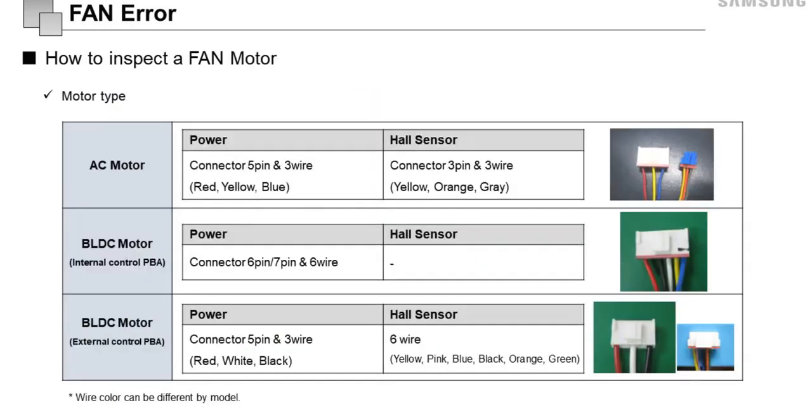This slide shows how to inspect a fan motor. First of all, there are three types of motors, such as AC motor, BLDC motor with internal control PBA, and BLDC motor with external control PBA. Depending on the type of motor, different cable is connected. For this reason, inspecting a fan motor is a little different for each type.